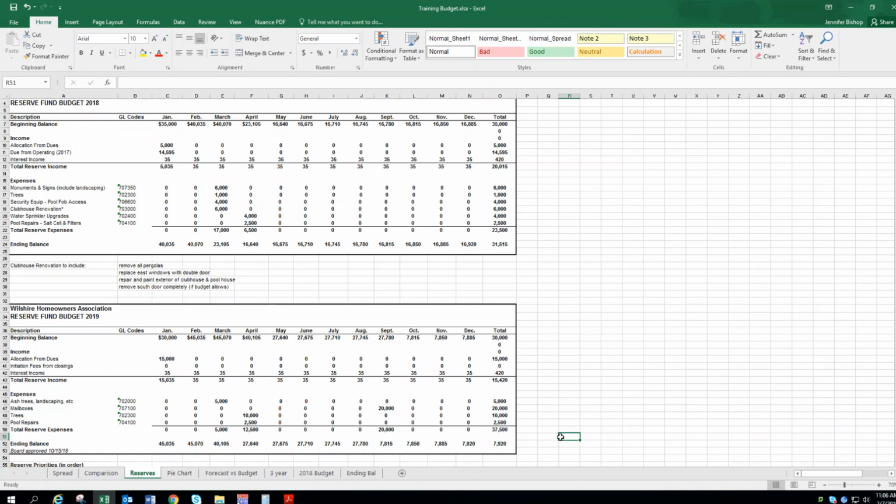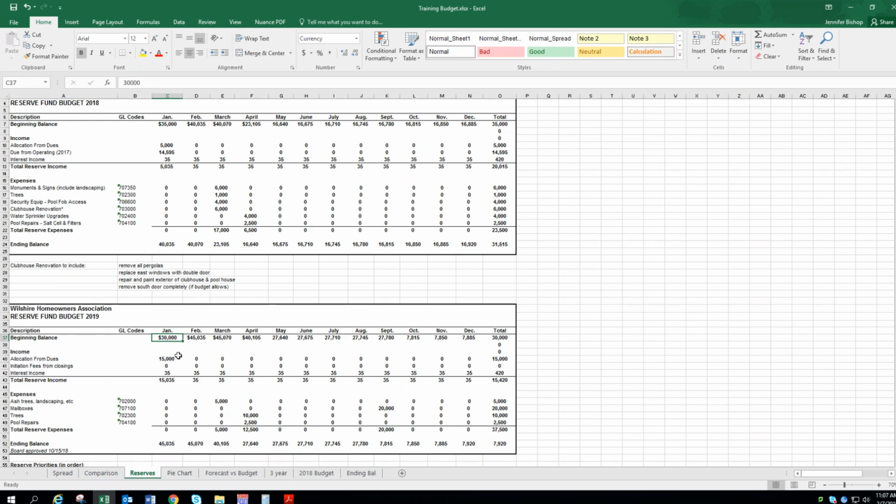Typically, these are prepared by a third-party vendor. It will outline the capital expenditures that you will need to be prepared to expense in future years. Most reserve studies will actually look 25 years out, so you can anticipate expenses today, tomorrow, 5 years from now, 20 years from now. So for example, on this one, we see that we have some expenses that we're anticipating for 2019, including landscaping, mailboxes, specifically trees, and pool repairs.